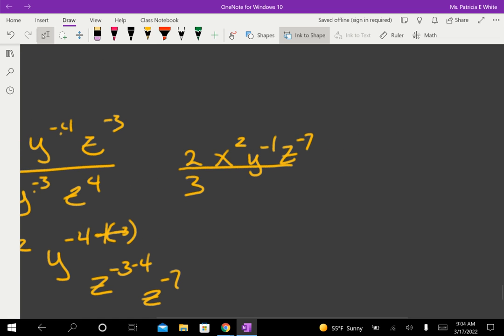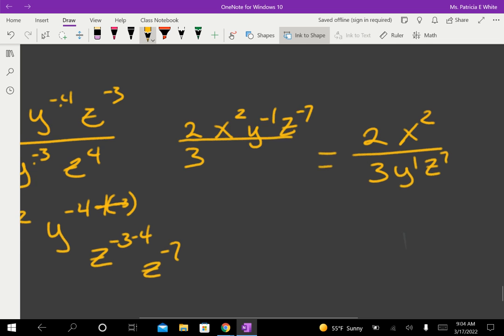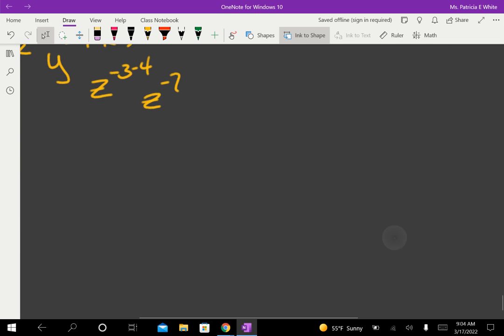All right, 2 that are negative, so you know what has to happen. They've got to be moved. So I'm going to say 2x to the 2nd power. Those are staying up top. 3 is staying where it's at, but that y to the negative 1 has to come downstairs, and now it's a positive 1. And the z to the 7 has to come downstairs, and now it's a positive 7. Okay?